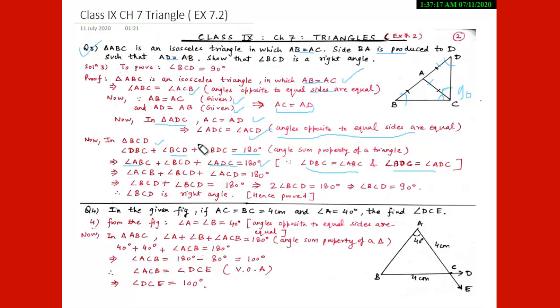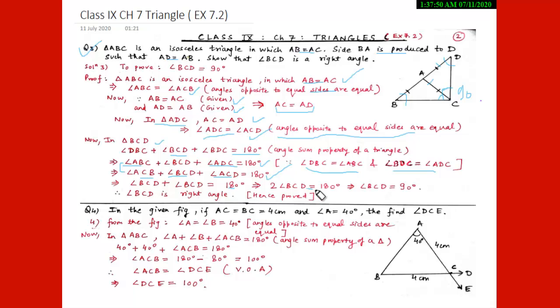And now, since we have proved that angle ABC is equal to angle ACB, and also angle ADC is equal to angle ACD, using it we can write in place of angle ABC, angle ACB plus angle BCD, and in place of angle ADC, we can write plus angle ACD, and this is equal to 180 degrees. So from here, student, angle ACB plus angle ACD is complete angle BCD. Therefore, angle BCD plus angle BCD is equal to 180 degrees.